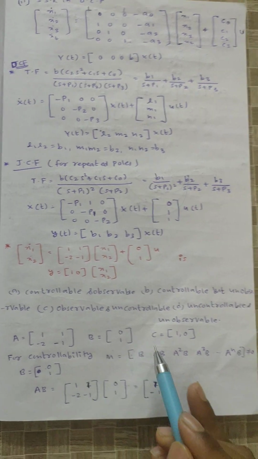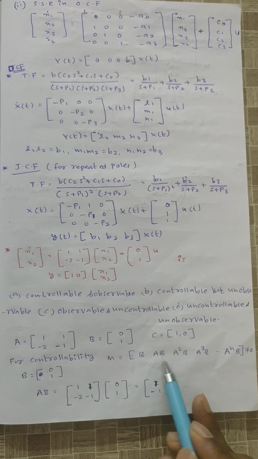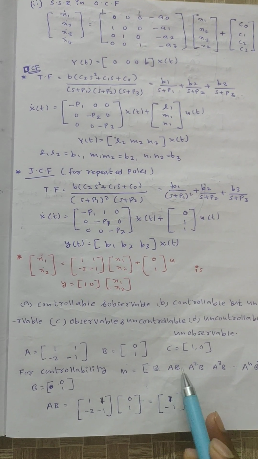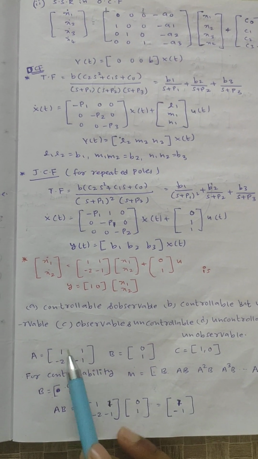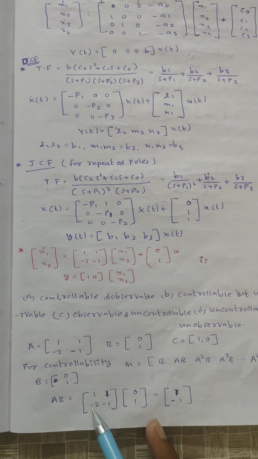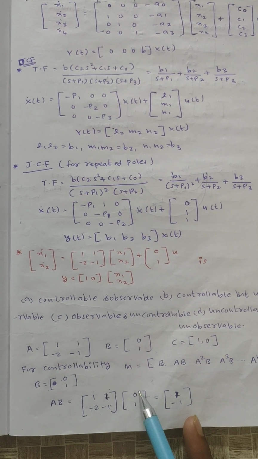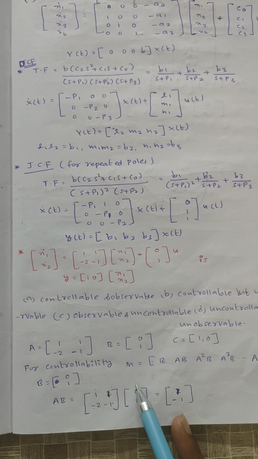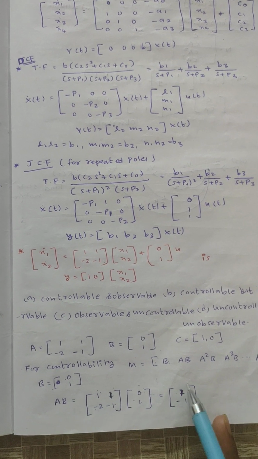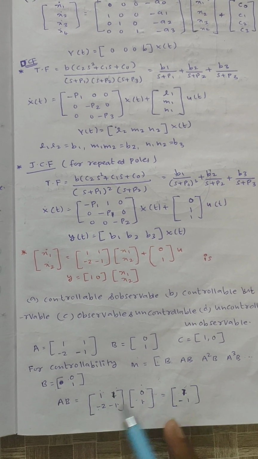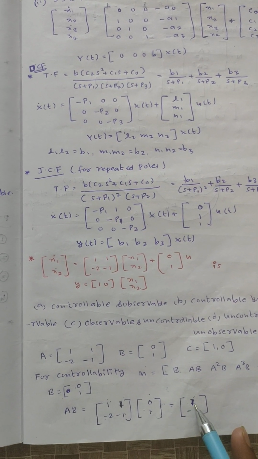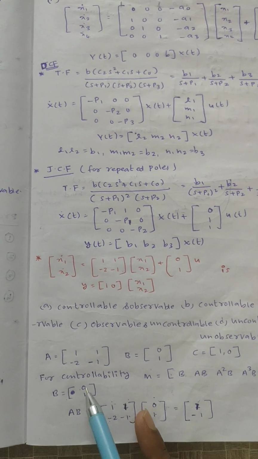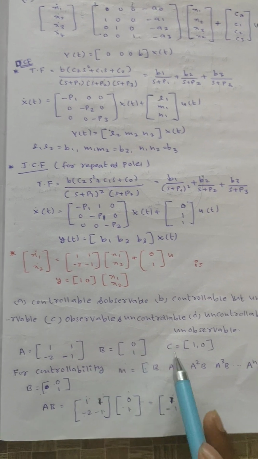For controllability, what is the test? B, AB. First consider only the first two elements, B, AB. What is the B value? 0, 1. Next AB. What is the A matrix? 1, 1, minus 2, minus 1 into B value 0, 1, right? 1 into 0, 0, plus 1 into 1, 1. You will get 1, right? Next minus 2 into 0, 0, plus minus 1 into 1, you will get minus 1. AB value is 1, minus 1, B value is 0, 1, right?